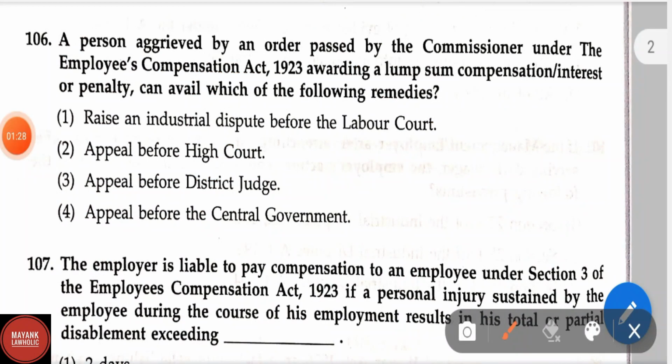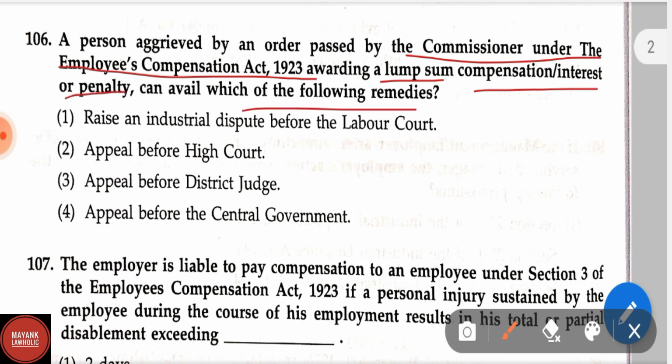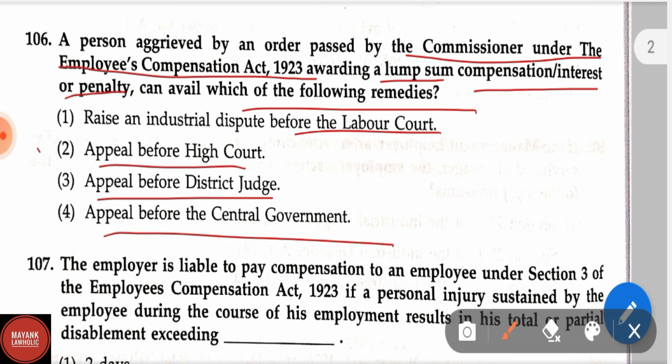Let us see the question number 106. A person aggrieved by an order passed by the Commissioner under the Employees Compensation Act 1923 awarding a lump sum compensation, interest or penalty can avail which of the following remedies? Options are: raise an industrial dispute before the Labour Court; option 2, appeal before High Court; option 3, appeal before District Court; and option 4, appeal before the Central Government. In this question, the correct answer is option 2, appeal before the High Court.